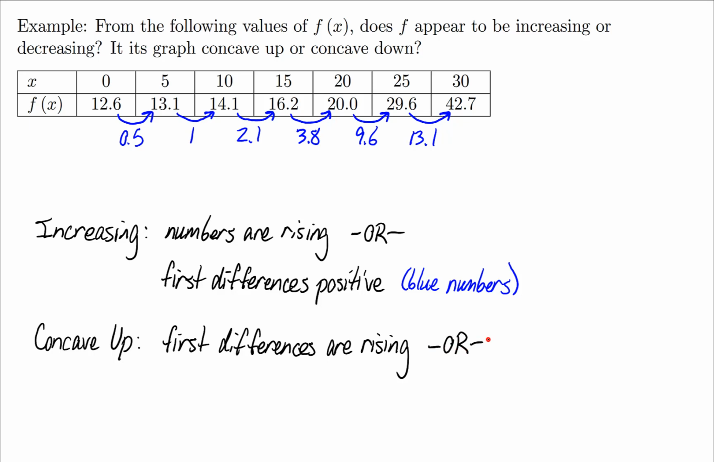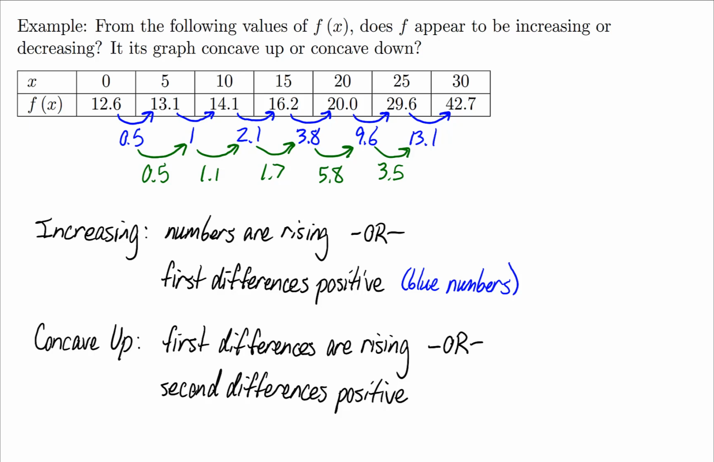So another option I can do is I can actually calculate what's called the second differences. The second differences would be the difference in the first differences. So you see this goes up by 0.5, and then 1.1, 1.7, 5.8, and 3.5. Now notice these numbers are not consistently increasing, but they are consistently positive, and that's what we're looking for. The second differences are positive, and these are again labeled by the green numbers.